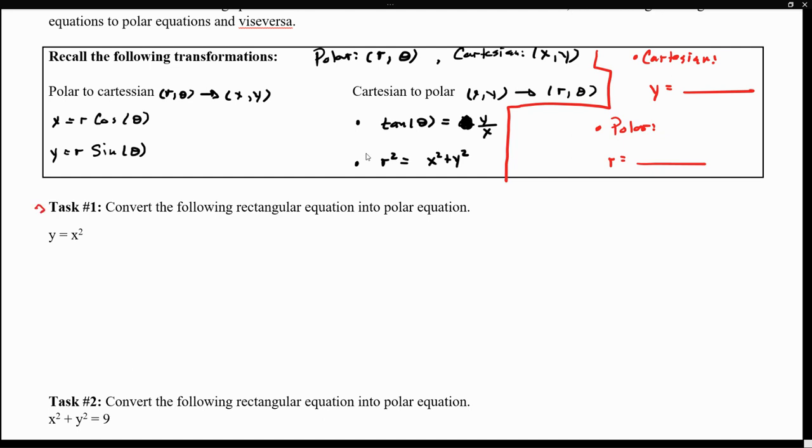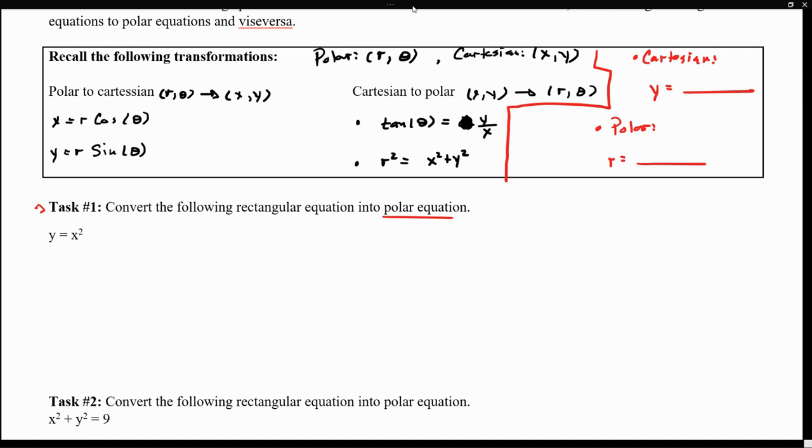Let's convert the following equation, which is given in rectangular form, into polar form. Therefore, our equation should only be written in terms of r and theta. So let's get started. Let's start by looking at how the equation is written. It says y equals x squared.